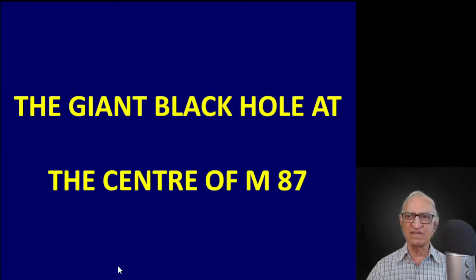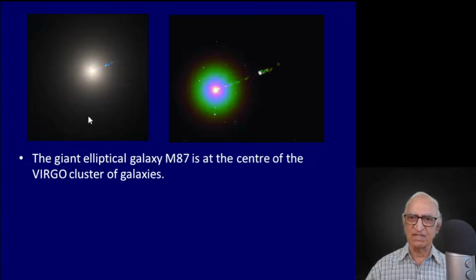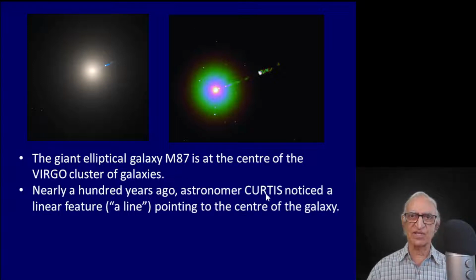Now we turn to the giant black hole at the center of M87. There is the giant elliptical galaxy M87. This galaxy is at the center of the Virgo cluster of galaxies. At the center of the cluster of galaxies, there is a giant elliptical galaxy, M87. A long time ago, astronomer Curtis noticed a linear feature, a line, pointing to the center of the galaxy, over there. That was in the early part of the 20th century. Long time ago.